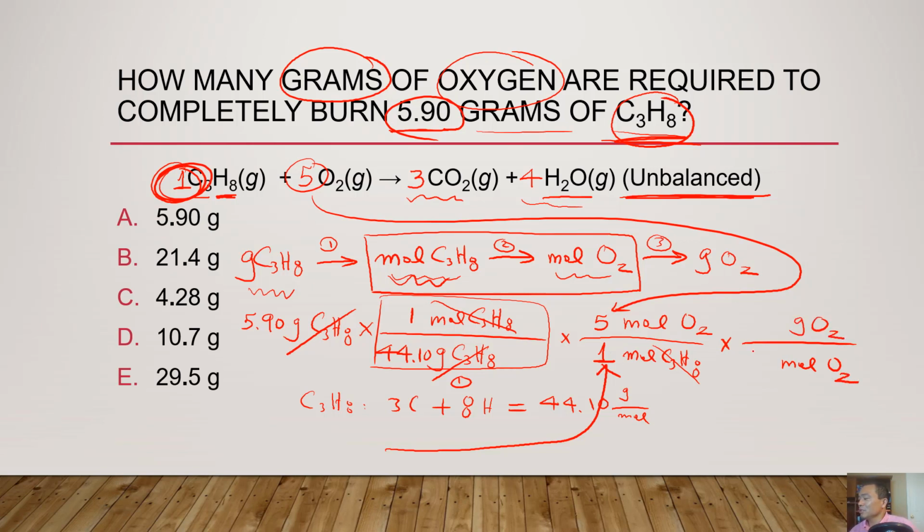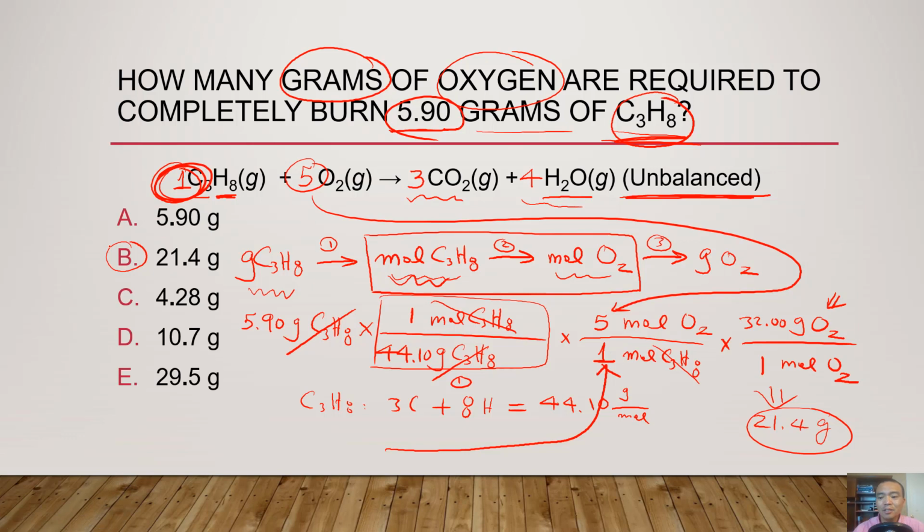This is molar mass. Molar mass is always 1 mole equals formula mass in grams. The formula mass for oxygen is 2 oxygens together. Each oxygen is 16.00, look it up in your periodic table. So 2 times 16 gives you 32.00. Then let's do the calculation using your calculator. After calculation, we find the number is 21.4 grams. So B is the correct answer.